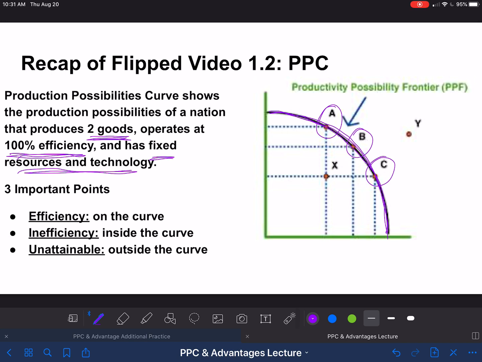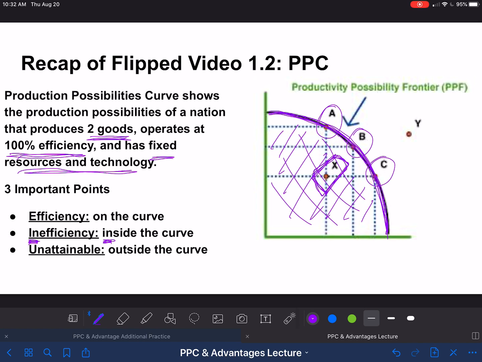The second point that we want to pay attention to is point X, and this is the inefficient curve. So if it's on the inside of the curve, it is inefficient. Now, everything on the inside of the curve is a valid point of production. If everything on the efficiency curve is fully efficient, valid points of production, anything on the inside is also a valid point of production, but it's inefficient because we're not using our resources wisely. And for our purposes in class, we're going to assume that that is due to unemployment.